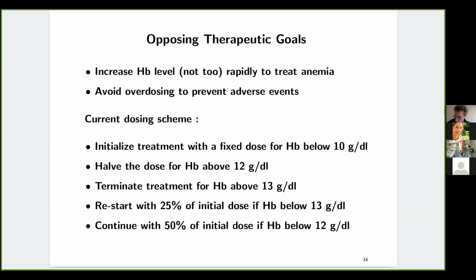And right now, the scheme that is applied in the hospital is very simple. So you start treating with a certain dose. If you are below 6 grams per deciliter, then hopefully HB level increases. You halve the dose if you reach 12, and you stop treating if you're at 13. Then typically HB levels go down, and then you restart with 25%, and then if it goes even further down, you continue. So this is a simple scheme.